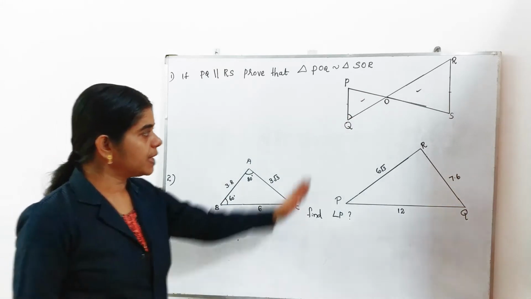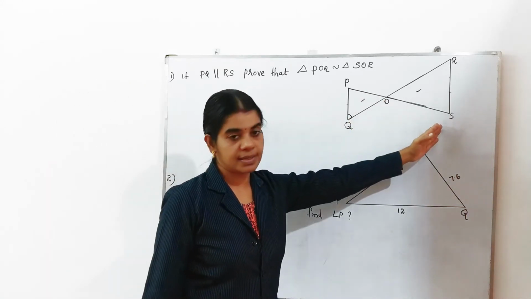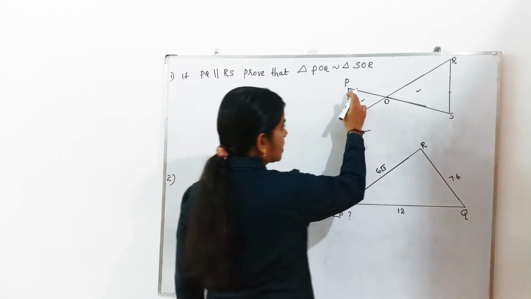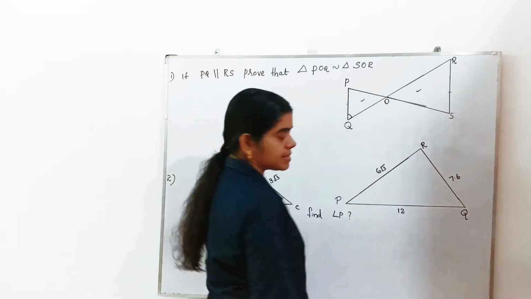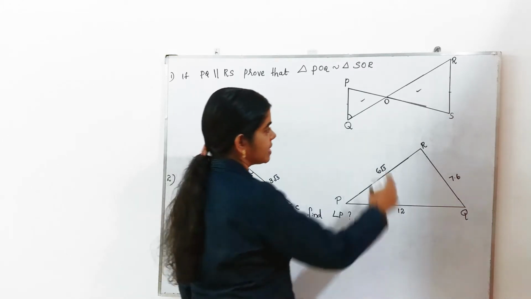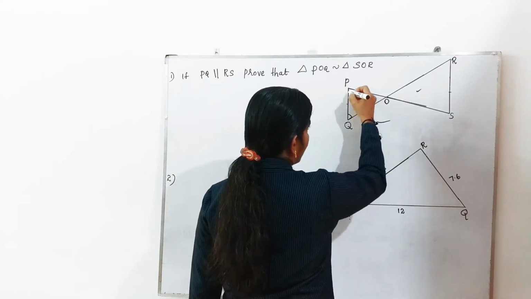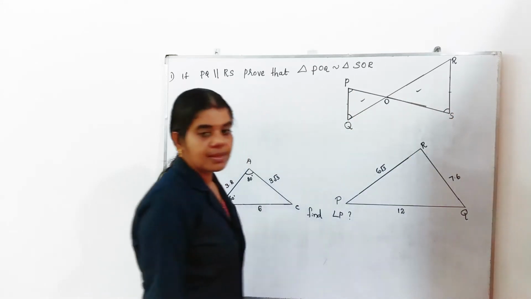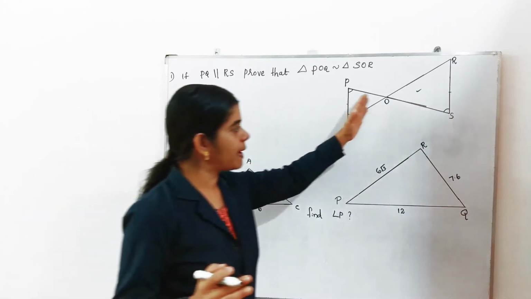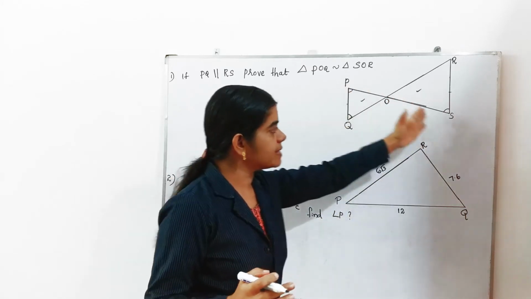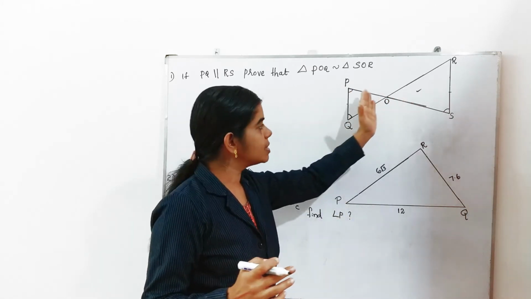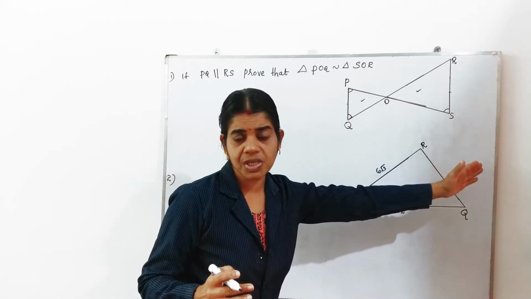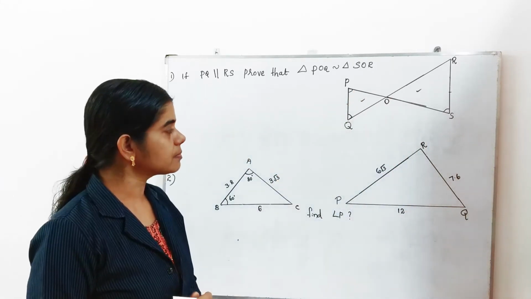PQ is parallel to RS, two parallel lines are cut by a transversal PS. PS is a transversal. Then what can we write? Angle P is equal to angle S, because PQ is parallel to RS and PS is a transversal. So angle P equals angle S. The reason is alternate interior angles.